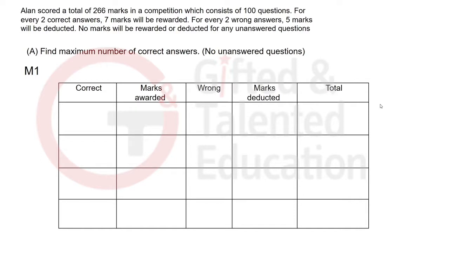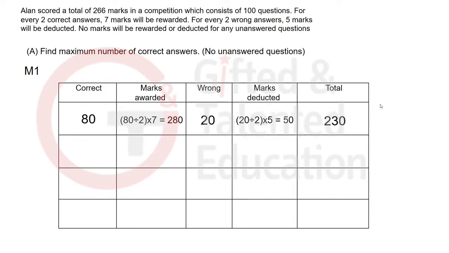We can start by assuming or guessing the number of questions answered correctly. We can try 80. So given 80 correct answers, the marks awarded would be 280. Since there are a total of 100 questions, if 80 questions are answered correctly and there are no unanswered questions, the rest must be answered wrongly, giving us 20, and the marks deducted from these 20 questions would be 50. Hence, the total score would be 280 minus 50, giving us 230.